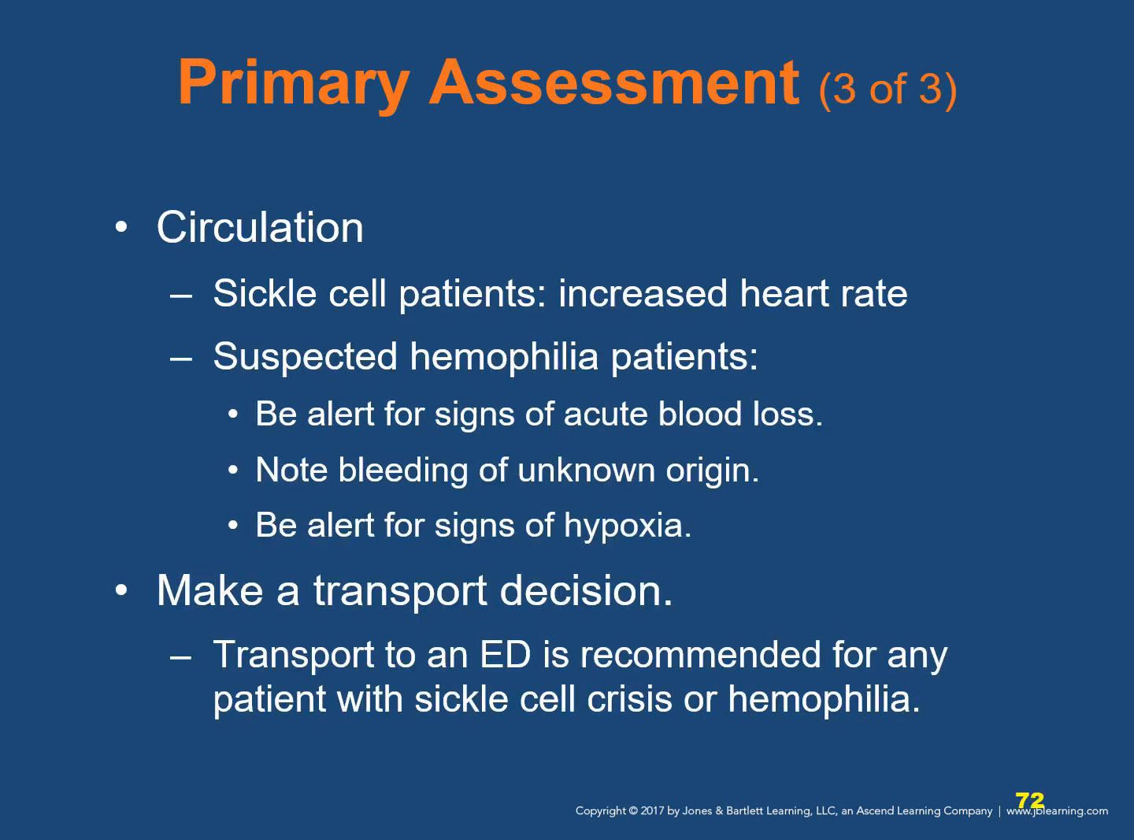Assess the patient's circulatory status. Sickle cell crisis patients will have increased heart rate to force the sickled cells through smaller blood vessels. For suspected hemophilia patients, be alert for signs of acute blood loss. You want to look for pallor, weak pulse, and hypotension, and note bleeding of unknown origin, nosebleeds, bloody sputum, blood in the urine or stool, and be alert for signs of hypoxia, which is due to blood loss. Make a transport decision. Transport to an ED should always be recommended to any patient who's experiencing a sickle cell crisis or hemophilia.